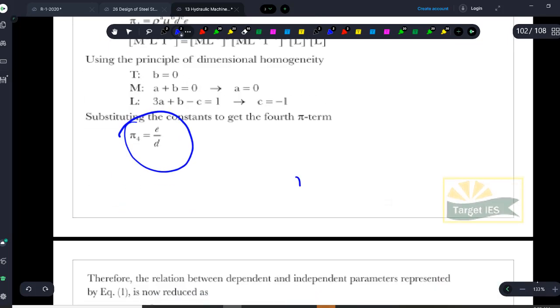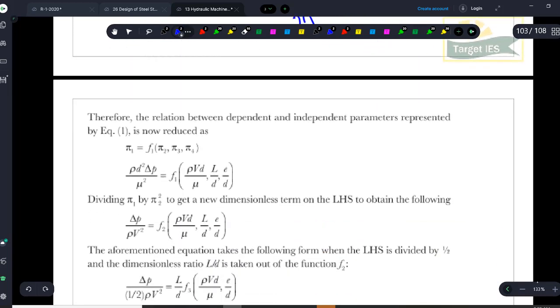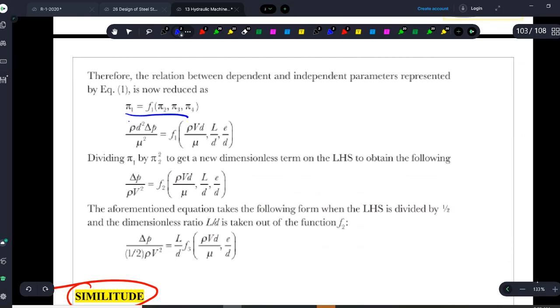So you can write pi 1 is a function of pi 2, pi 3, pi 4. That's it. So in this step you can see pi 1 is a function of pi 2, pi 3, pi 4. This is how you will write your answer. Or you can modify this a bit as you want. As it is a function, you can divide it by some quantities, or you can even divide it with some constants. It is up to you.